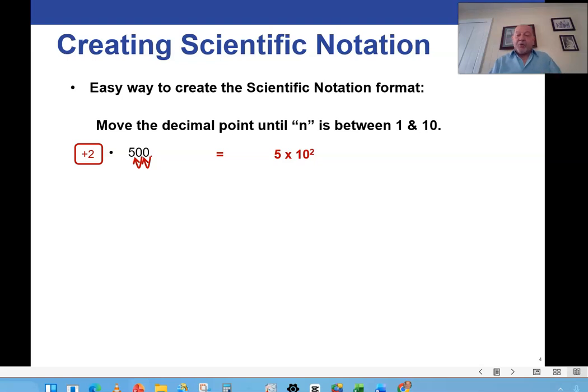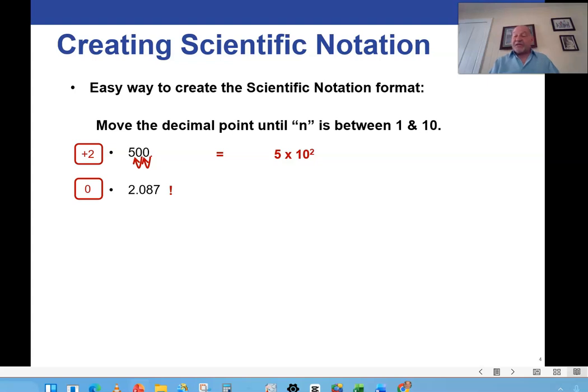So think about what 5 times 10 to the 2 means. It means 5 times 100. 10 to the 2 is 100. 5 times 100, that's 500. So it makes sense.